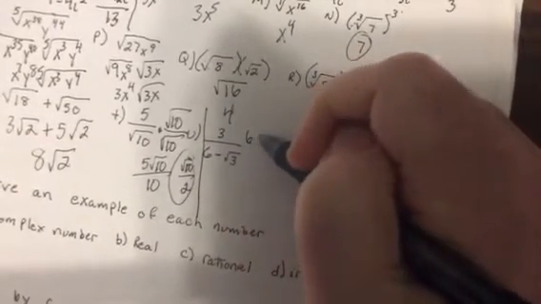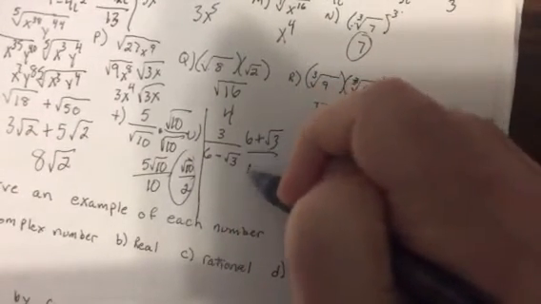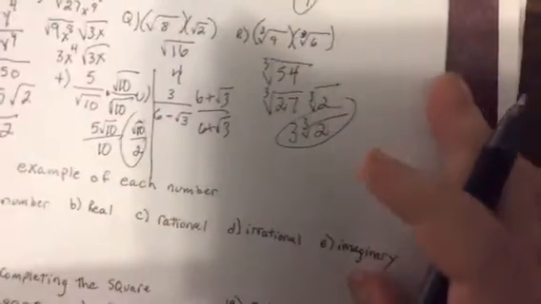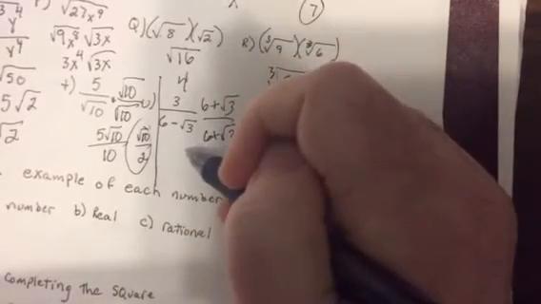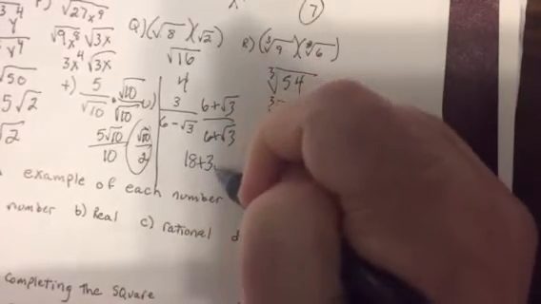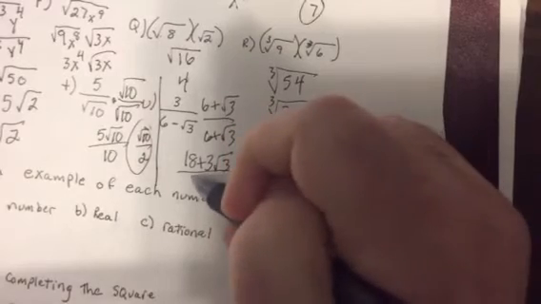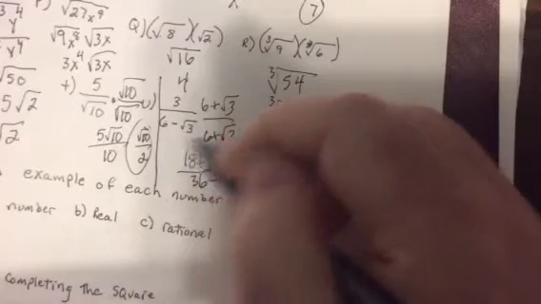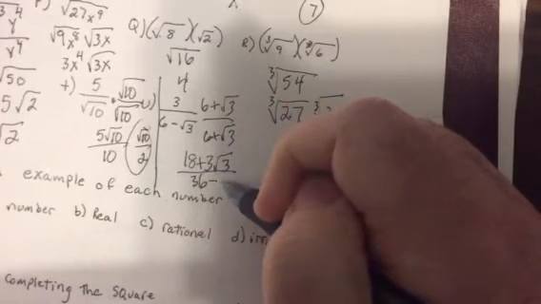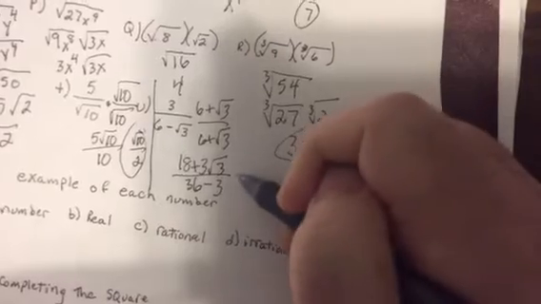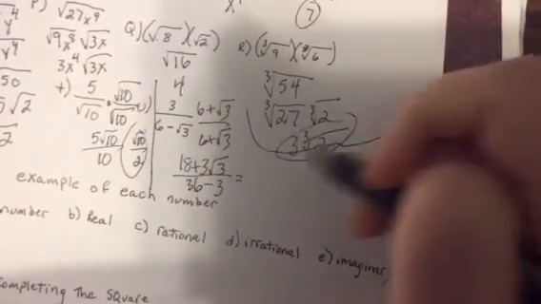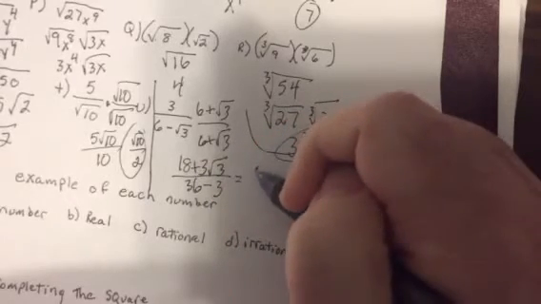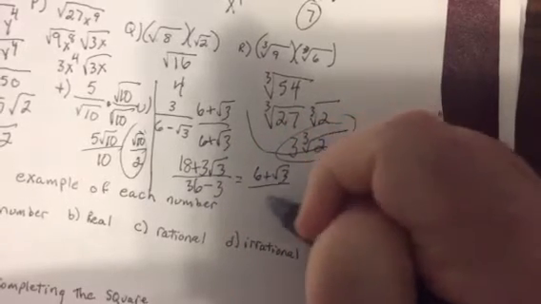And then this is 6 plus square root of 3 over 6 plus square root of 3. So distribute the 3, that'd be 18 plus 3 square root of 3 over 36 minus square root of 9. So minus 6 square root of 3 plus 6 square root of 3 drops out. So that'd be square root of 9, which is 3. So this would be 33, but 3 goes in all 3 terms, so it would be 6 plus square root of 3 over 11.